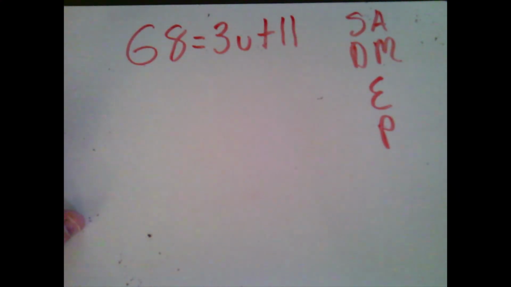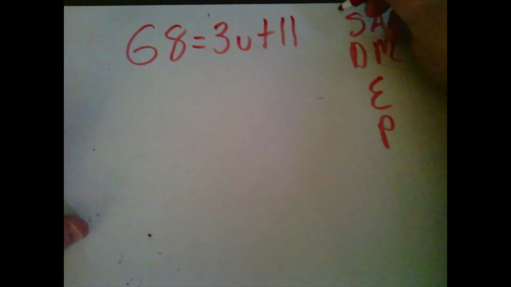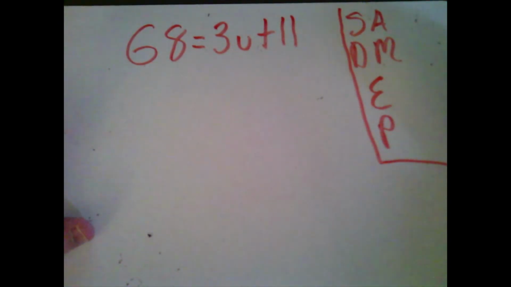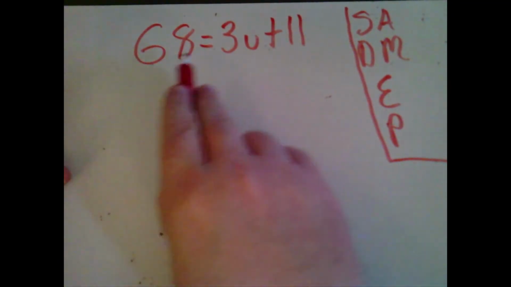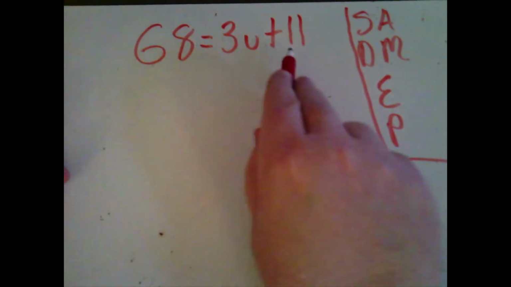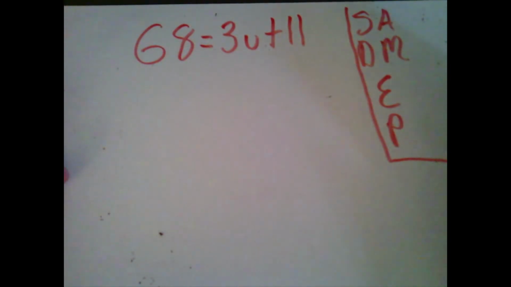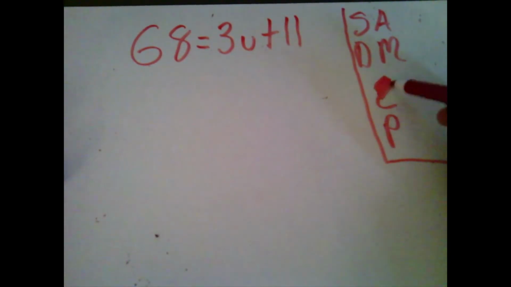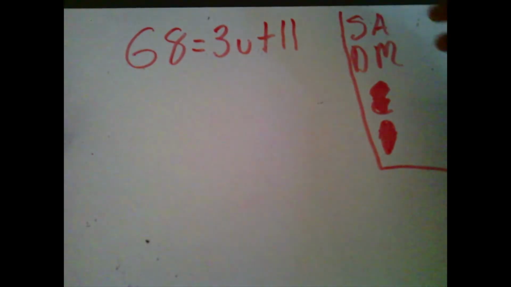Let's take a look at one last problem, all right? One last problem using SADMEP, using inverse operations. Let's go. So, 68 is equal to 3 times u plus 11. Once again, right now we don't have any exponents or parentheses here. Don't worry, in the future we will, and it's going to get fun once we have those. For now, SADMEP.